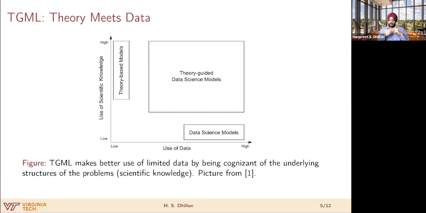Now, your data science models, which are lying here, often do not use a lot of scientific knowledge, but the use of data is oftentimes very high. It's supposed to be high, of course, subject to availability, because that's what the data science models will be based on. On the other hand, if you look at theory-based models, they often use very little data, but use a high degree of scientific knowledge.